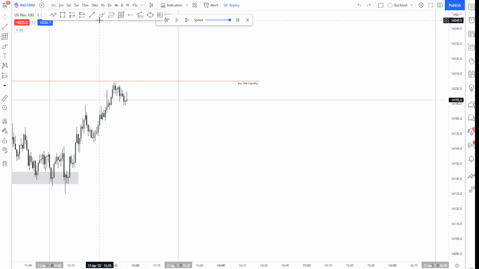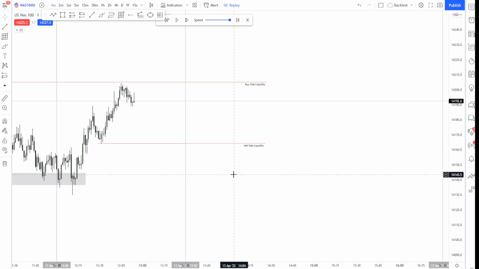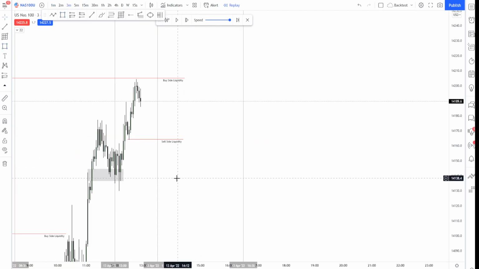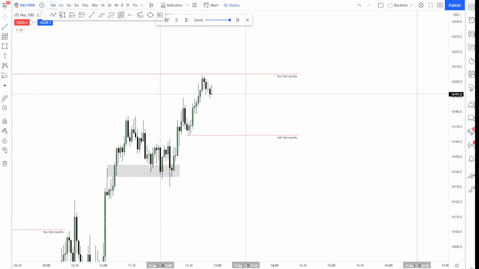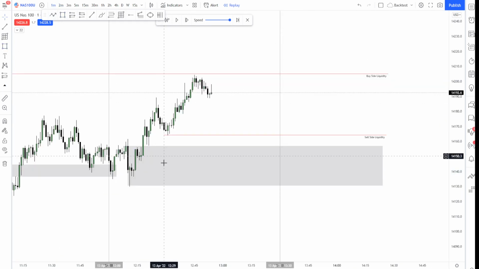Okay, so let me just mark this out. So we want this sell side liquidity to be taken. Sell side liquidity, and then we have an order block right here. Let's have a look at the 3 minute. Okay, so it's kind of choppy here, but the 2 minute, okay, we have an order block right in this area. Let's have a look at a 1 minute.